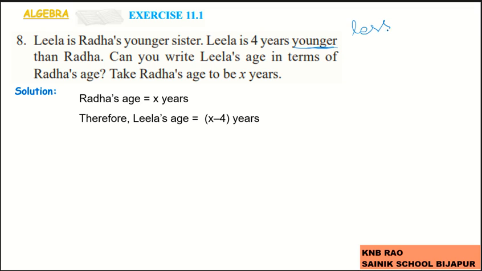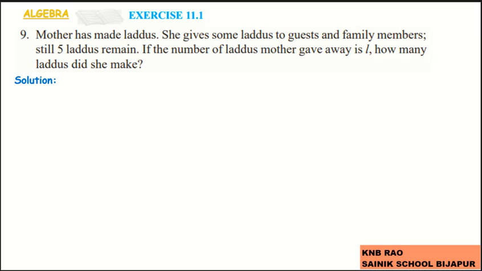So definitely 4 years less than Radha's age will be the age of Leela. Therefore, age of Leela is x minus 4 years. Next, coming to the main question number 9. Mother has made laddus. She gives some laddus to guests and family members. Still 5 laddus remain. If the number of laddus mother gave away is L, how many laddus did she make?